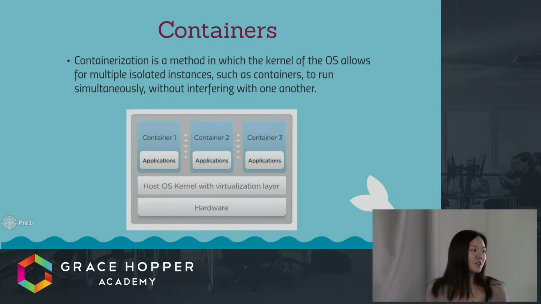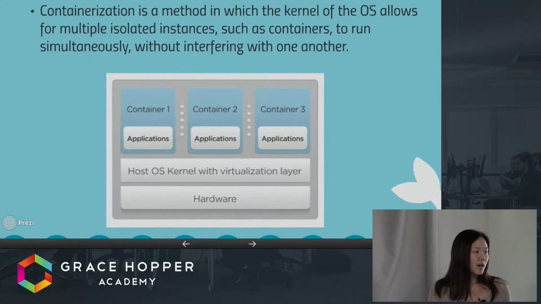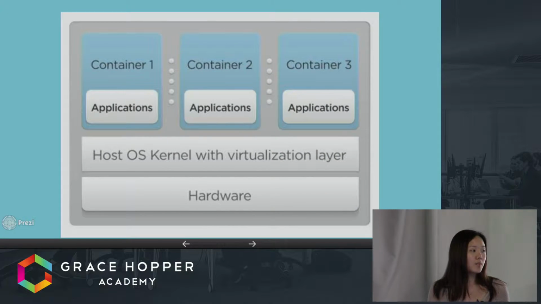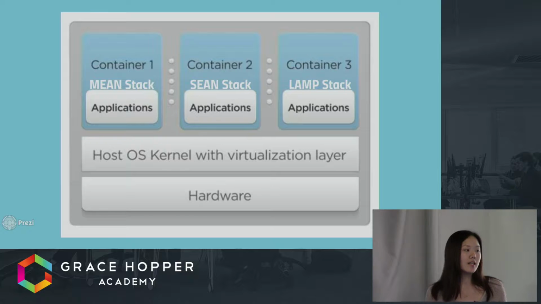Docker uses this containerization method, which is essentially running on top of your kernel, and basically it creates these different containers, with each container being a separate application. So you can have a MEAN stack in this container, and then a MEAN stack in this container, and then a LAMP stack in this container. And each of these containers can have separate environments that may differ.